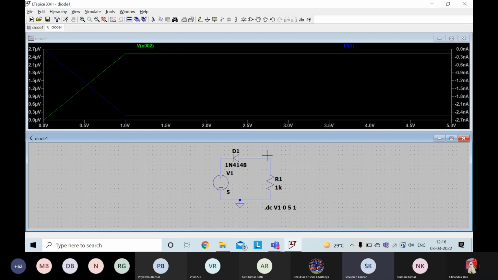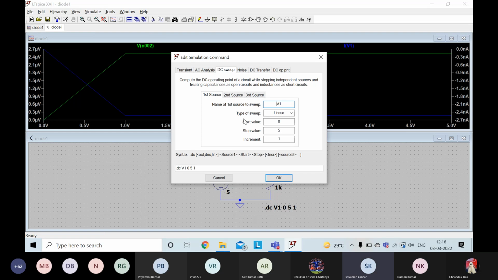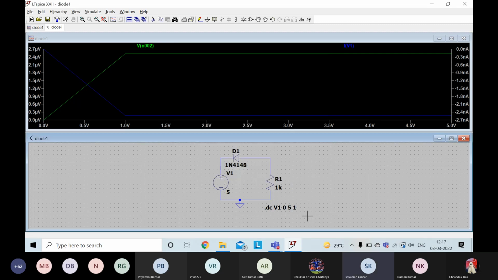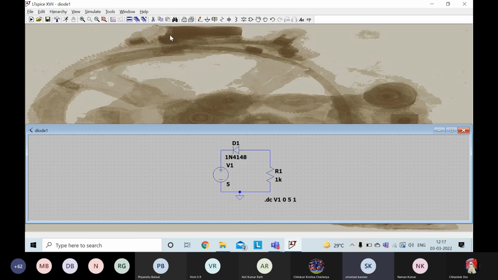Go to edit simulation. I want to see the settings. I think settings are correct only. Go to DC sweep. Okay, V1 linear, start value 0, 5, 1. Okay, give okay. And simulate it again. The resistor is connected. Okay, simulate it again.